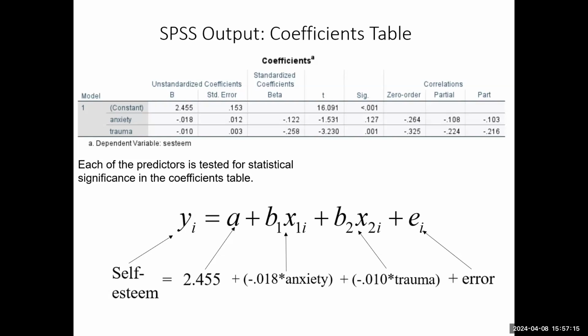So another way of thinking about that is that the trauma predictor here is accounting for significant incremental variance in self-esteem over the effects of anxiety, but anxiety is not accounting for significant incremental variance in self-esteem over the effects of trauma. Okay, so a lot of times when authors are writing the results of multiple regression models in manuscripts, they might use language like, in this case, we might say trauma was a significant negative predictor of self-esteem independent of or over the effects of anxiety. Okay.